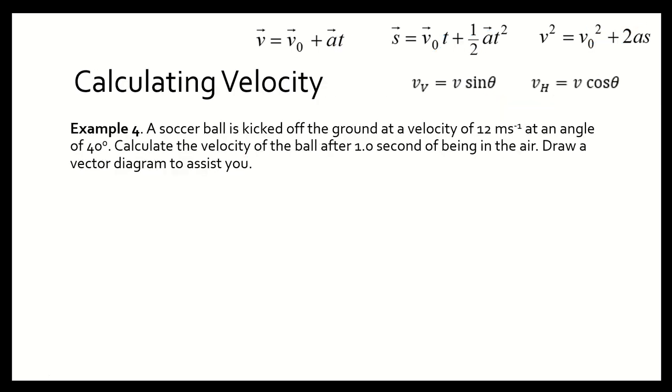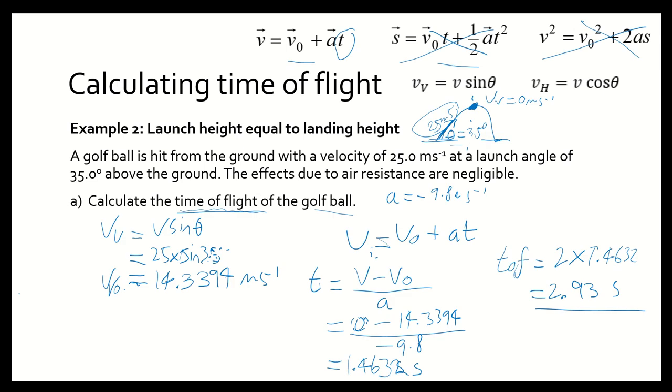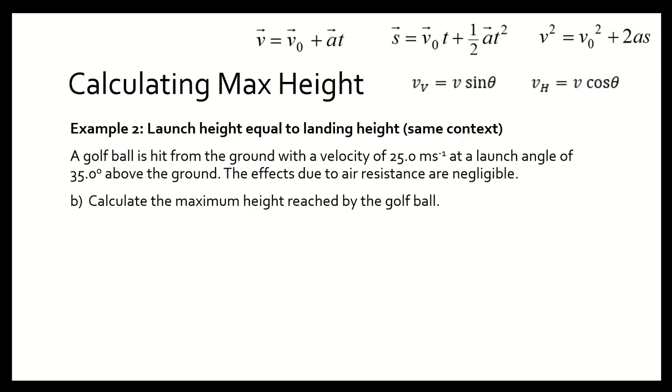Alright, I have a couple more examples to do. Our next one is the max height reached by the golf ball. So this is the exact same context, same golf ball. Golf ball's hit from the ground with a velocity of 25 meters per second at the same 35 degrees. Calculate the max height. Well, the golf ball from before, we want the max height up to the top. So this here is the displacement of the golf ball. So we want the vertical component of displacement.